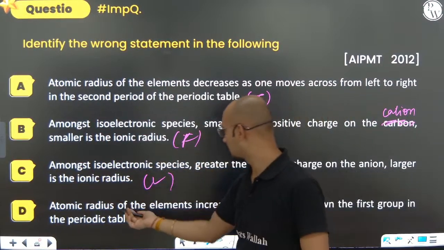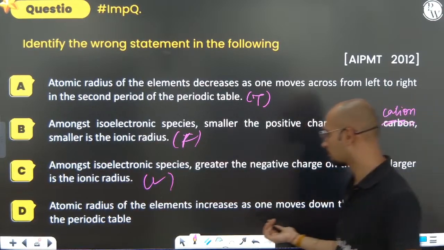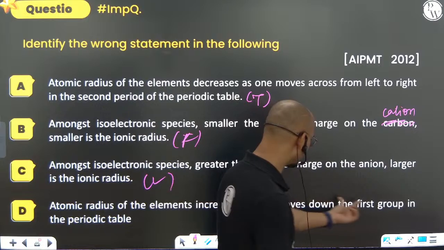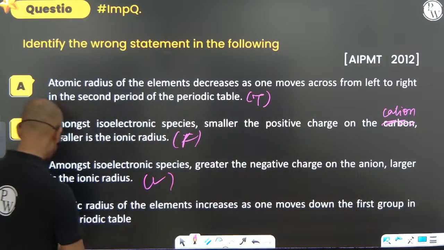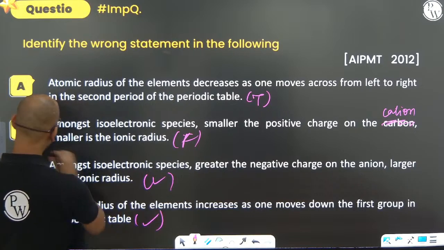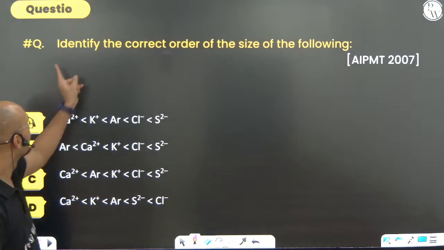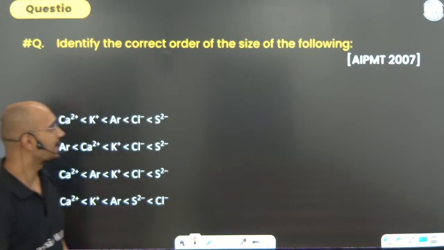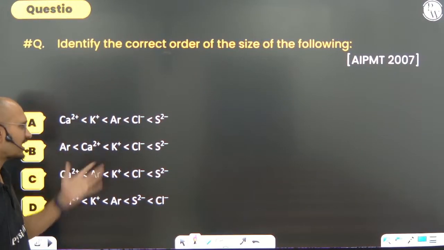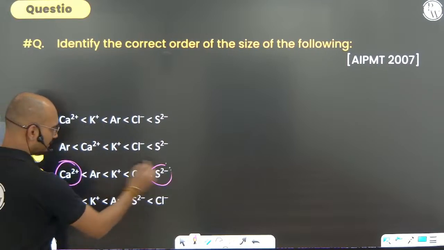So B should be the wrong one. Atomic radius of the element increases as one moves down in the first group of the periodic table. It is also true, right? It is correct. So which one is the answer? Because this statement is false, it is the answer. Next, identify the correct order of size of the following. Again, same thing: isoelectronic species, where the charge is maximum it will be smallest, and it will be largest where the charge is least.